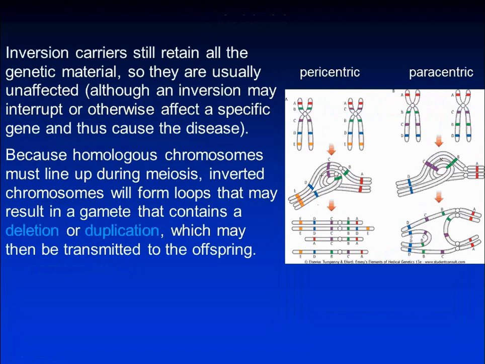Inversion carriers still retain all genetic material, so they are usually unaffected. But homologous chromosomes must line up during meiosis. For example, homologous chromosomes line up during meiosis. The inverted chromosome will form loops that may result in a gamete that contains a deletion or duplication, as shown in this picture. And this deletion or duplication may be transmitted to the offspring.